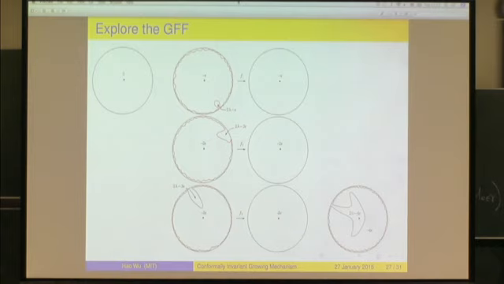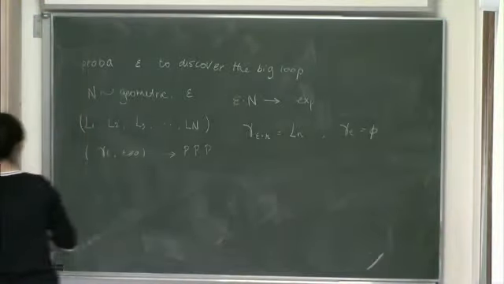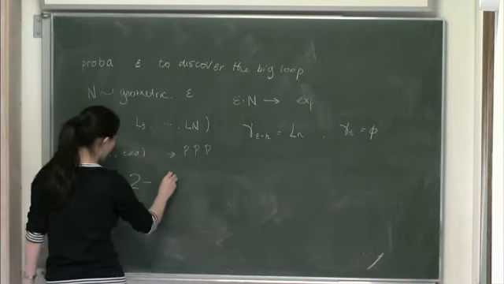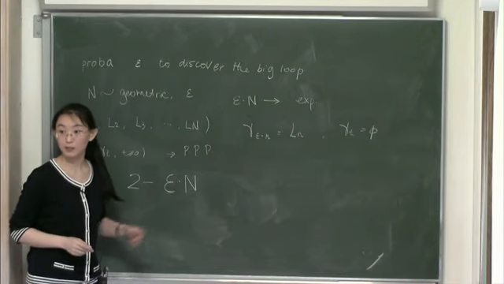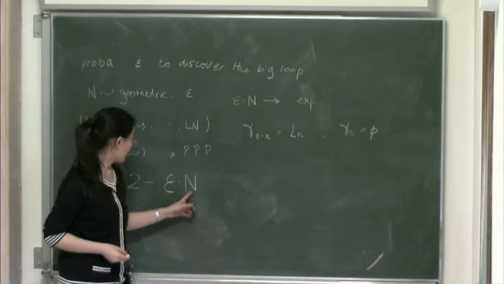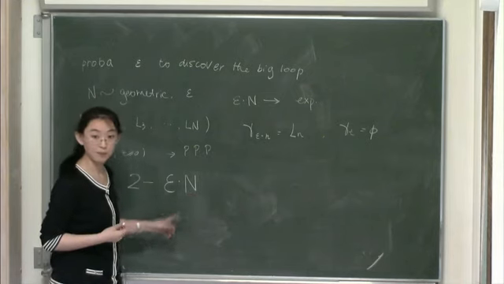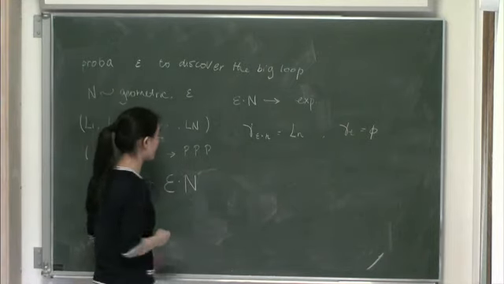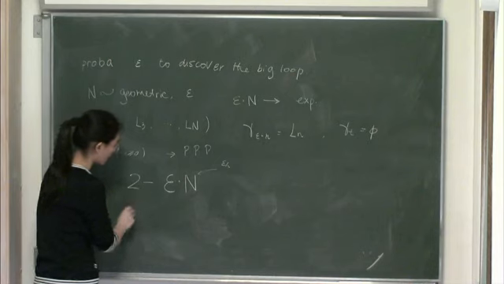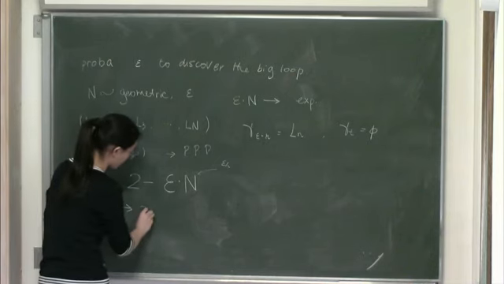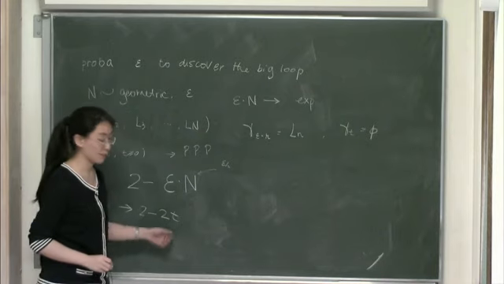And here, when we discover the point origin, we can see that the mean height of the field at this step is 2 minus epsilon times N, and this big N is the number of steps we used to discover the point. And again, this big N satisfies the geometric law, but with parameter epsilon over 2. So as epsilon goes to 0, we know that this mean height will converge to 2 minus 2t, and this t has an exponential law.